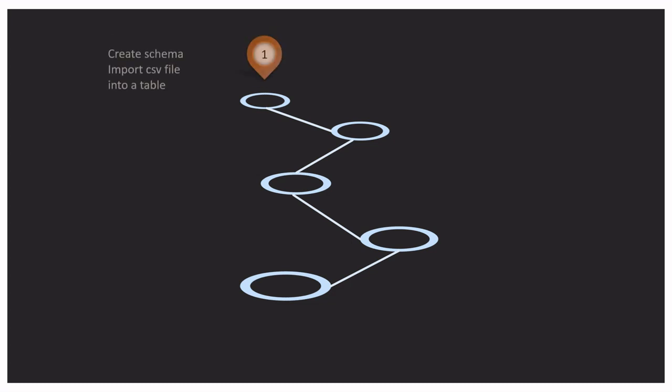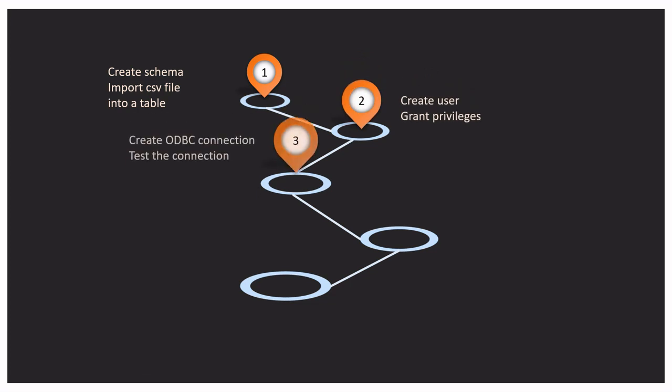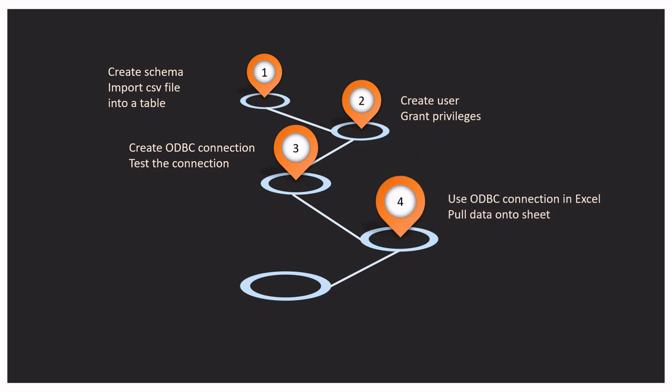Create a schema in MySQL Workbench and import a CSV file to create a table. Create a user and grant privileges. Create an ODBC connection using the new user credentials and test it. Use the ODBC connection in Excel to connect to the table and pull the data onto an Excel sheet. Use the ODBC connection in Power BI to connect to the table and pull the data into a data model.